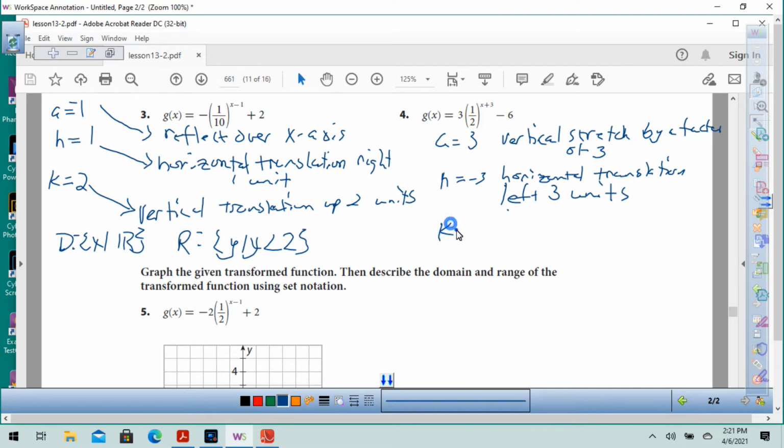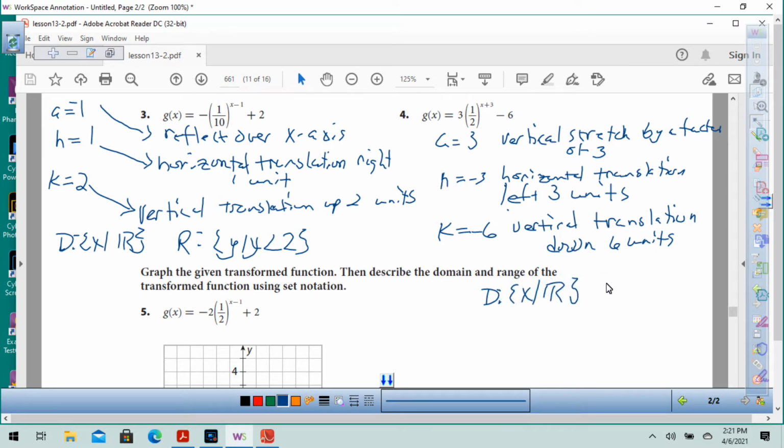And k is negative 6, and that's going to be a vertical translation down 6 units. The domain is going to be x such that x is all real numbers. And the range is going to be y such that y is positive, so it's going to be greater than negative 6.